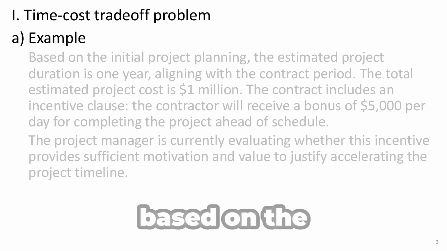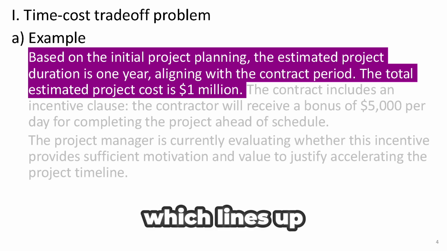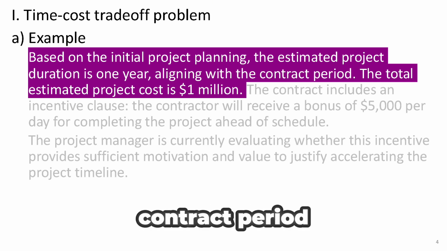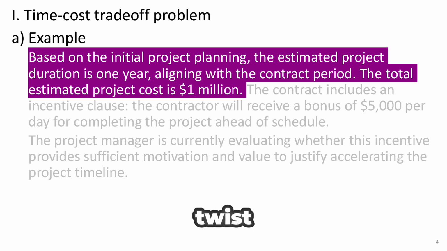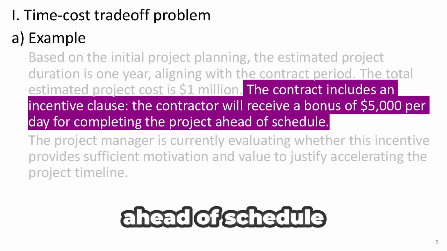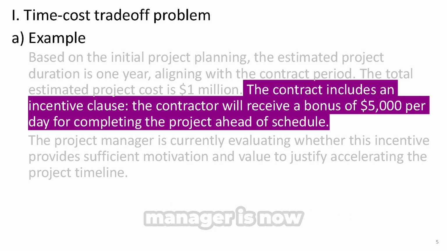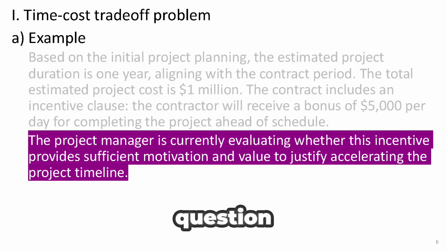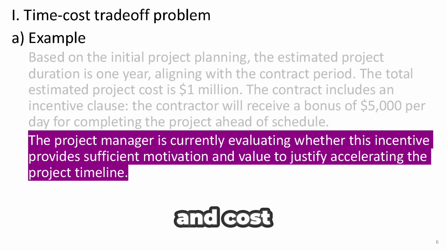Imagine this scenario. Based on the initial project plan, the estimated duration is 1 year, which lines up perfectly with the contract period. The total estimated cost is $1 million. Now, here's the twist. The contract includes an incentive clause. For every day the project finishes ahead of schedule, the contractor earns a $5,000 bonus. So the project manager is now asking an important question. Is that bonus enough to make it worth finishing early? Is it worth the extra effort and cost?